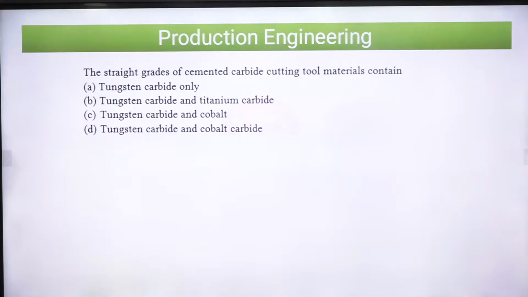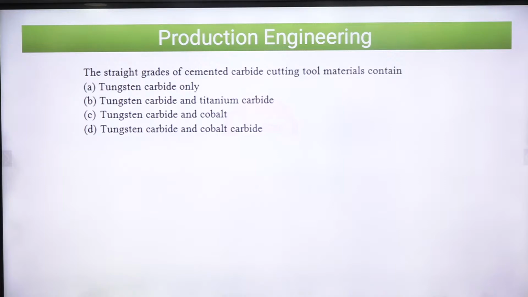Straight grades of cemented carbide cutting tool materials contain. Straight grades means cemented carbide as a principal cutting tool material, that is the meaning of straight grades. Only one particular type of carbide. If I have to reframe it, you can say it like this: if one particular type of carbide I am using as a tool material, then we call it a straight grade.